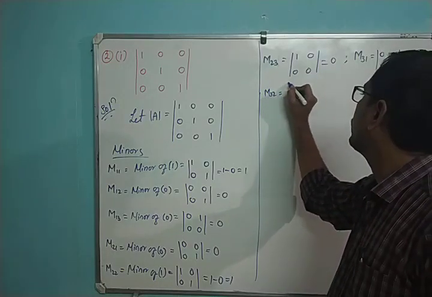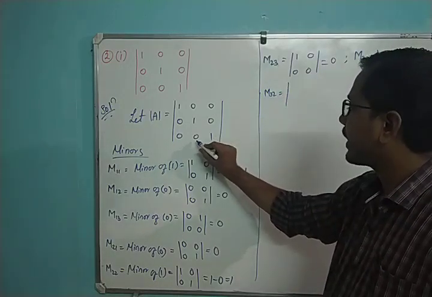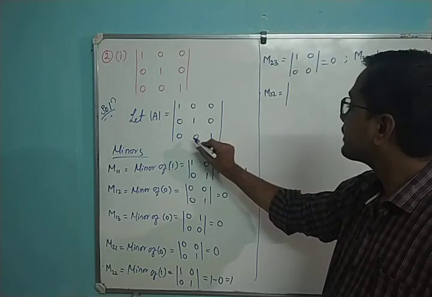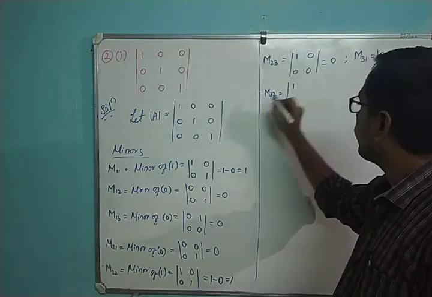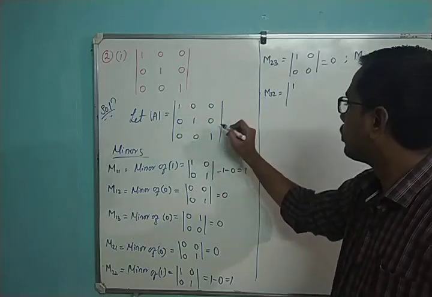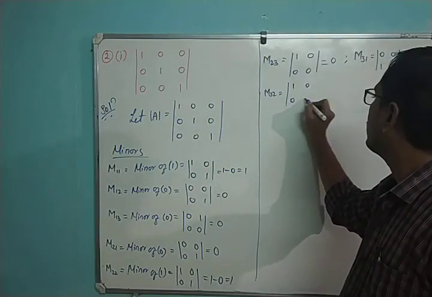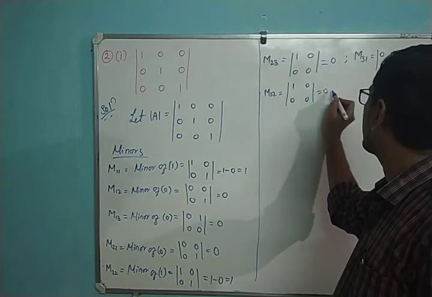M32 is minor of this value. So this is there in third row and second column. So leave third row and second column. What is left? 1, 0, 0, 0. Nothing but 0.